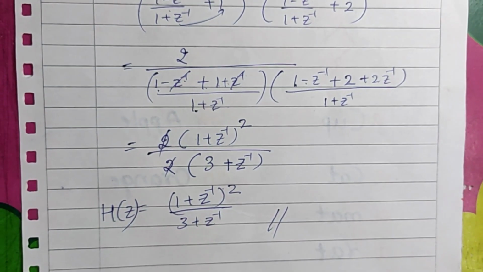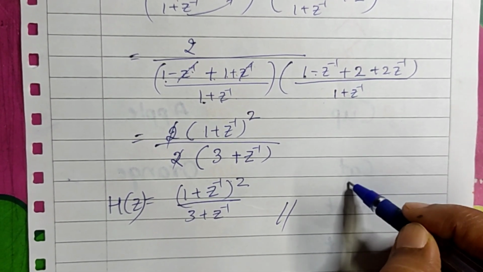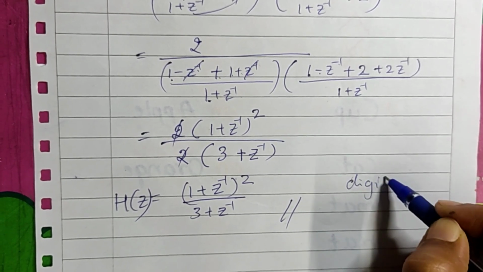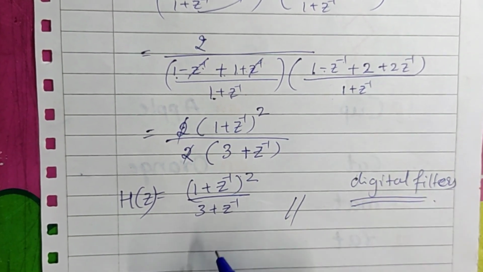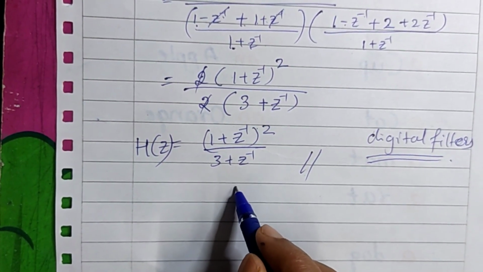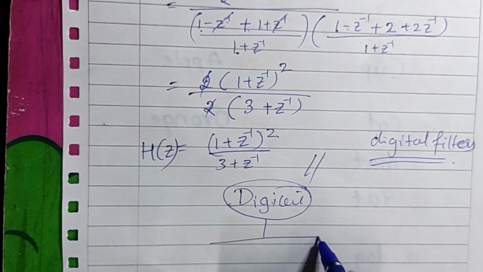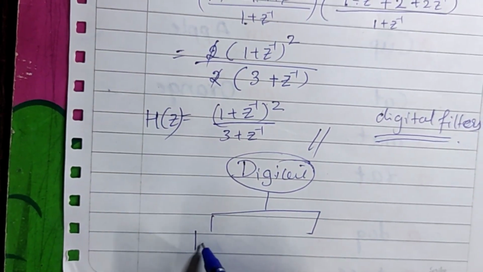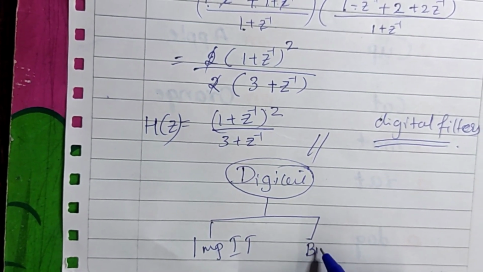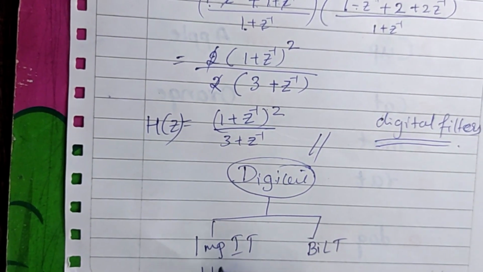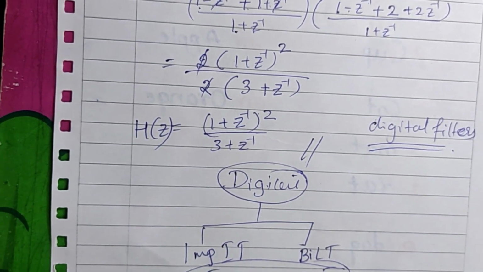This is the bilinear transformation technique to design the digital filters. There are two methods we have discussed to design the digital filters of Butterworth, we can say. One is the impulse invariance technique or transformation, and the bilinear transformation, which are called IIT and BLT. Okay, these two are the techniques to design the digital filters.